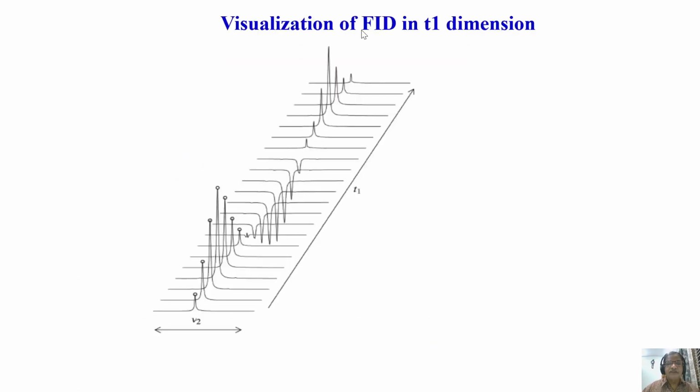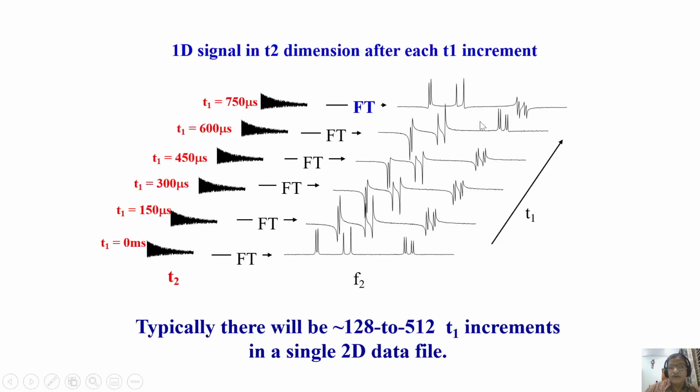That's fine. Now look at this one, how we visualize an FID in the T1 dimension. So far, remember, in this case I was showing only the T2 domain FID, which changes phase as we keep on incrementing T1. Every time we collect this signal, let us say I collected this signal, you get this FID, this spectrum. I collected this FID after 150 microseconds. This is the spectrum. No phase correction is done. Simply we collect the FID and do Fourier transformation. This is what we have got.